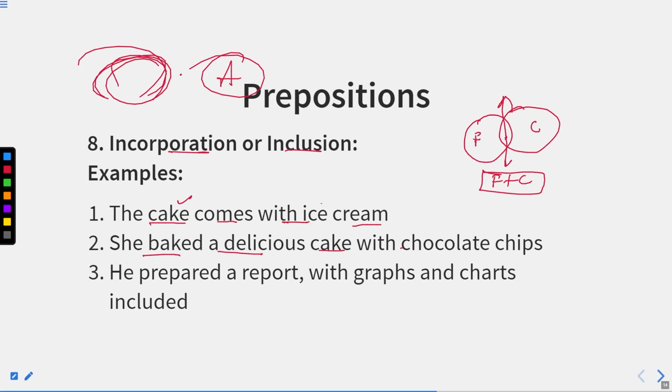She baked a delicious cake with chocolate chips. Now she included these chocolate chips in the cake. So this inclusion can be shown with the preposition with. He prepared a report with graphs and charts included. So in that particular report, he included graphs as well as charts. Similarly, in a PPT, we can include pictures and images. So that is the including part, and we can use the preposition with it. Now let us move further.